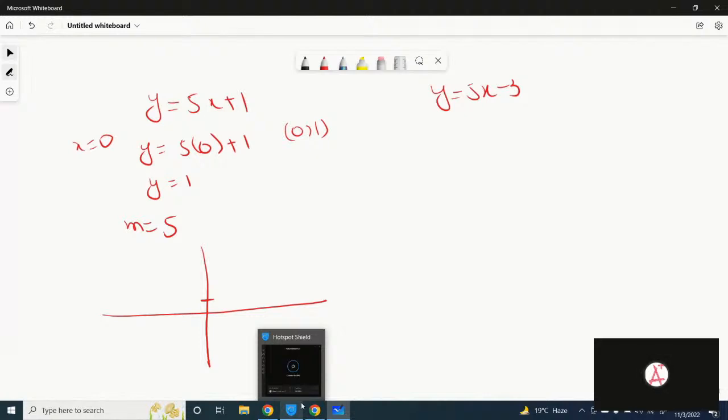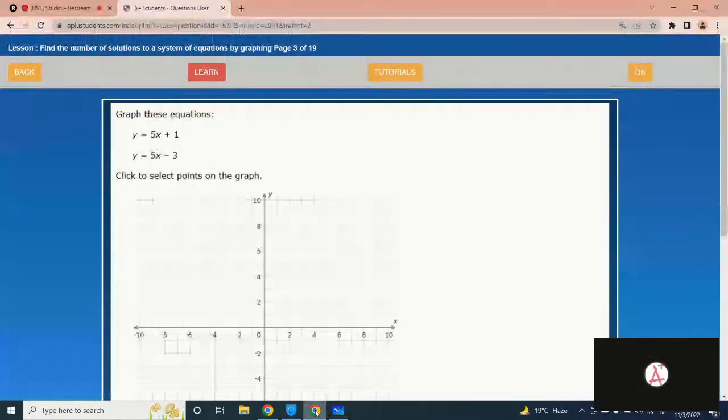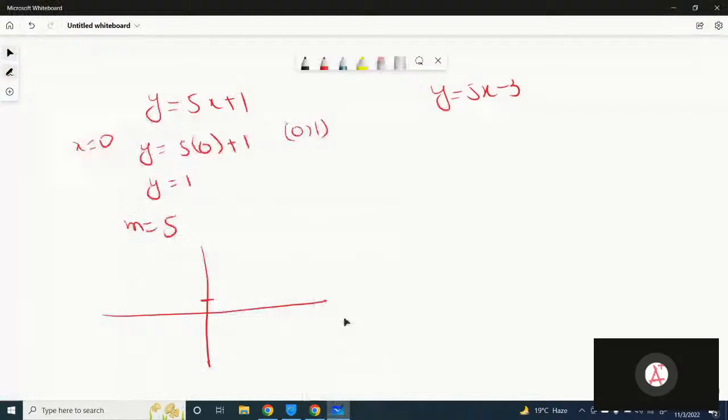Wait, let me just take one minute. Okay. So, 5x plus 1 and 5x minus 3. Okay, so we have to plot... now we have the point (0, 1), and the slope is 5.